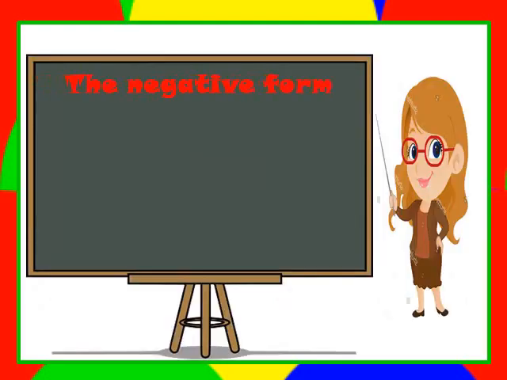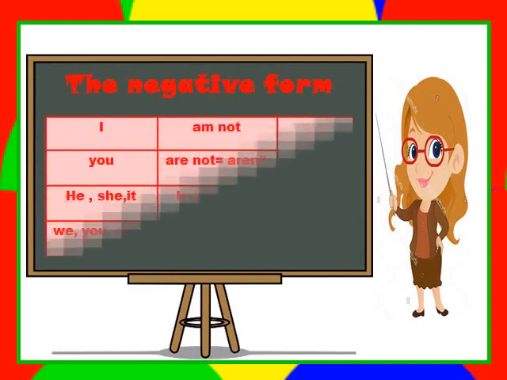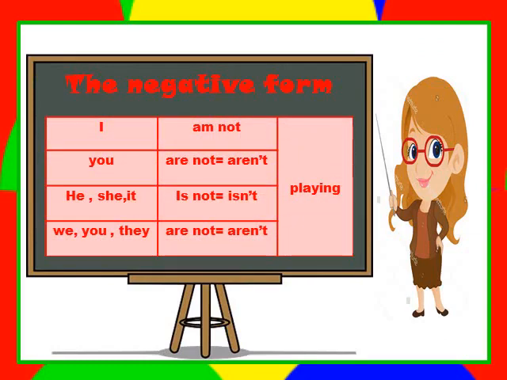For the negative form, that means if I want to answer with no, we have just to add the not. I am playing. I am not playing. You are studying. You are not studying, etc. So let's read. I am not playing. You are not playing. He and she and it is not playing. We, you and they are not playing. So we have just to add the not.